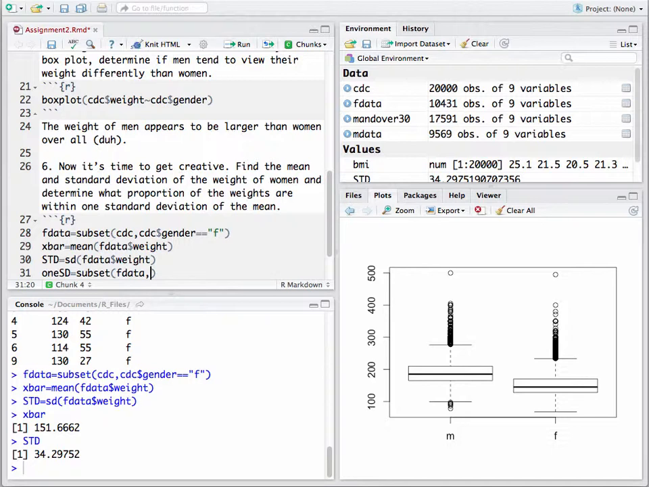Well, what do we want? We want the F data so that the F data's weight is greater than the X bar minus the standard deviation, but less than the X bar plus the standard deviation. That's what we mean to be within one standard deviation. So let's take a second here and do what I just said on the whiteboard before I finish up writing this command. So let's switch over to the whiteboard for just a second.